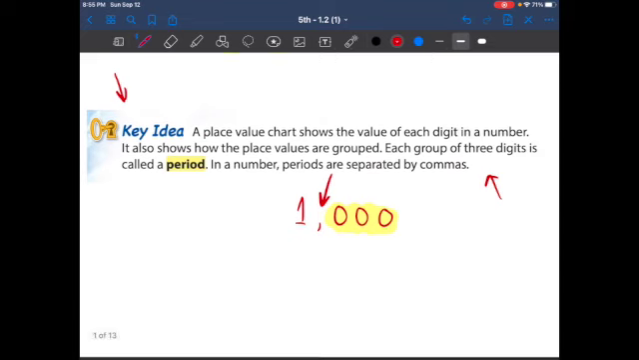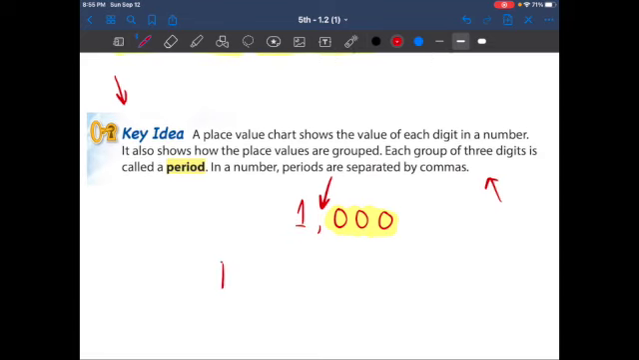That's it. So if we had the number 1 million, so let's see, 1,000,000. How many periods does this have? Well, there'd be 3 digits there, then you have 3 digits there, and remember that they are separated by commas. Alright, let's see if we can do this together.